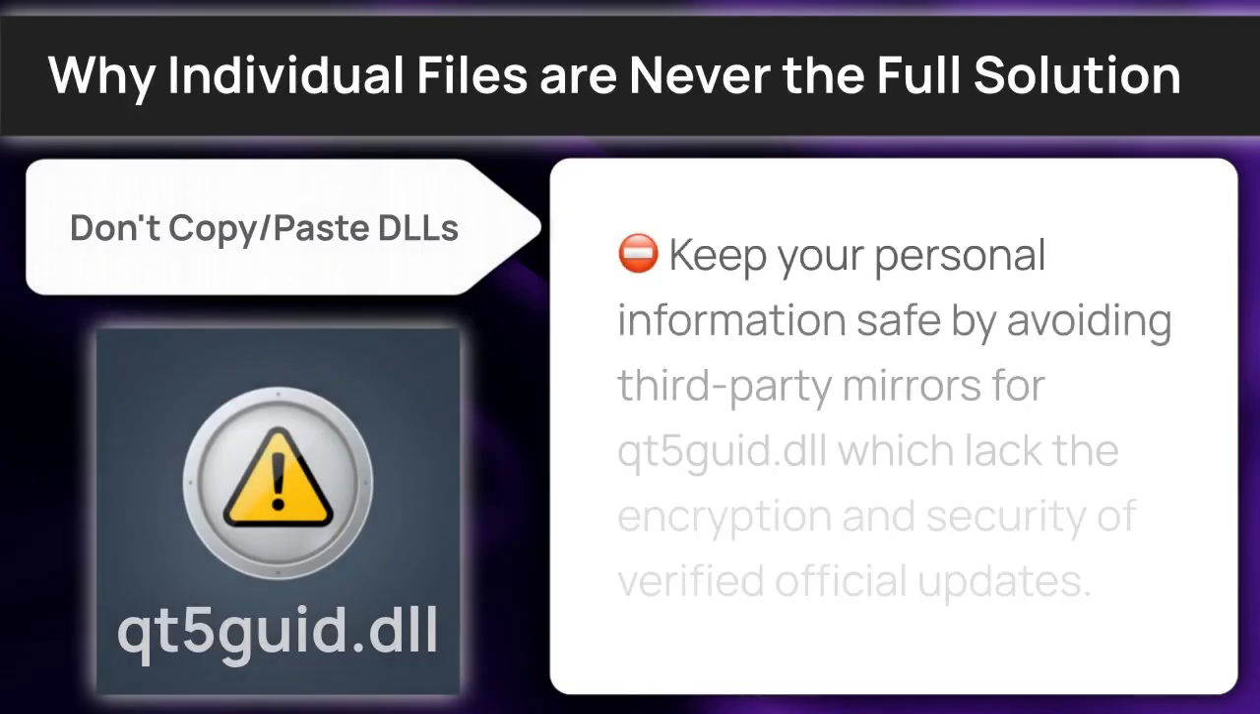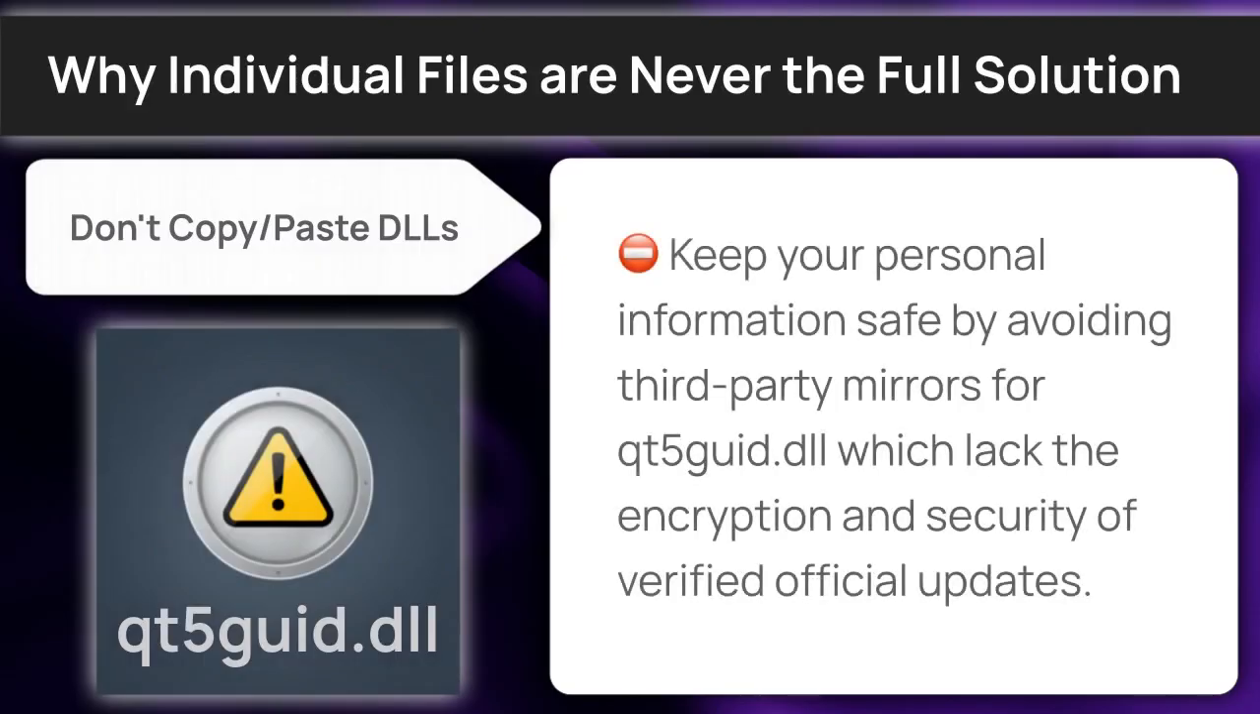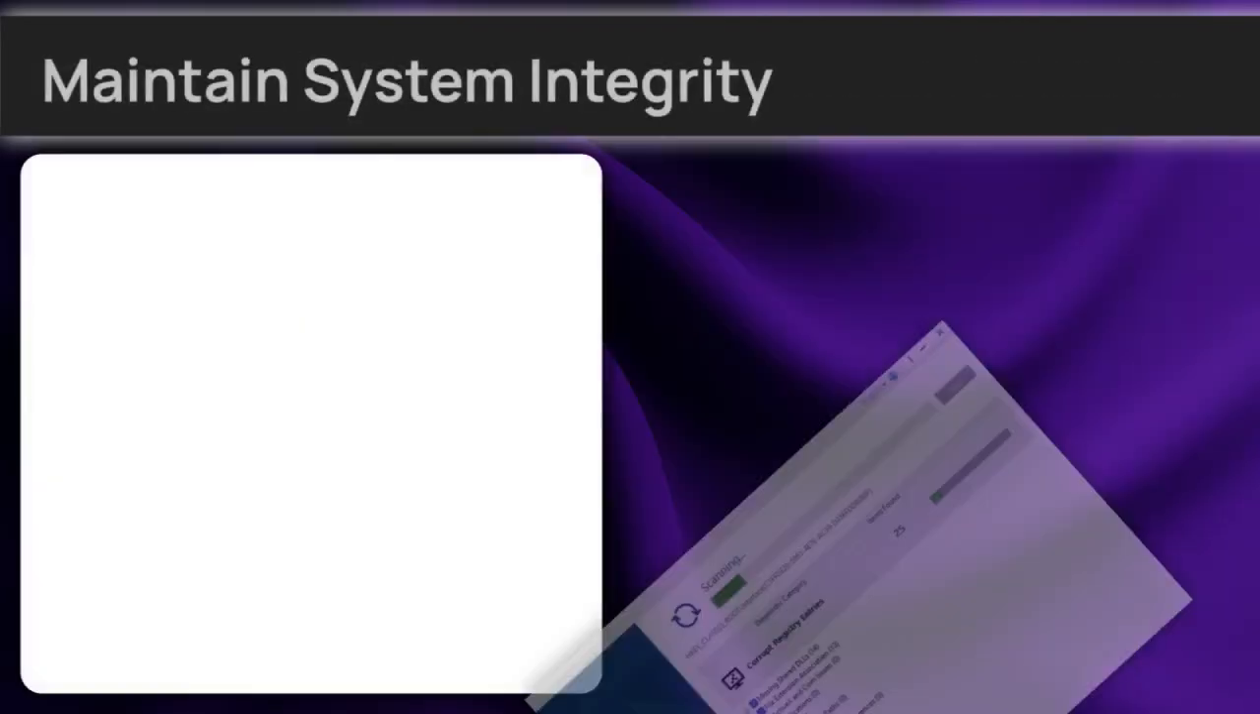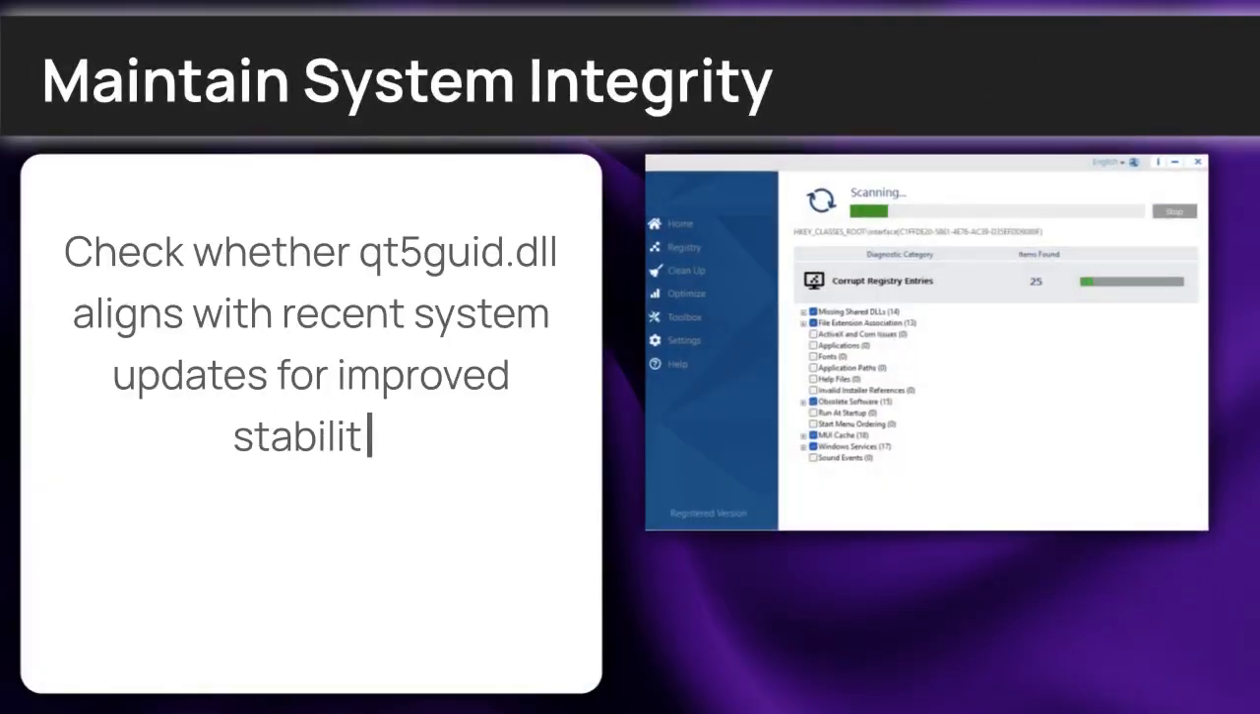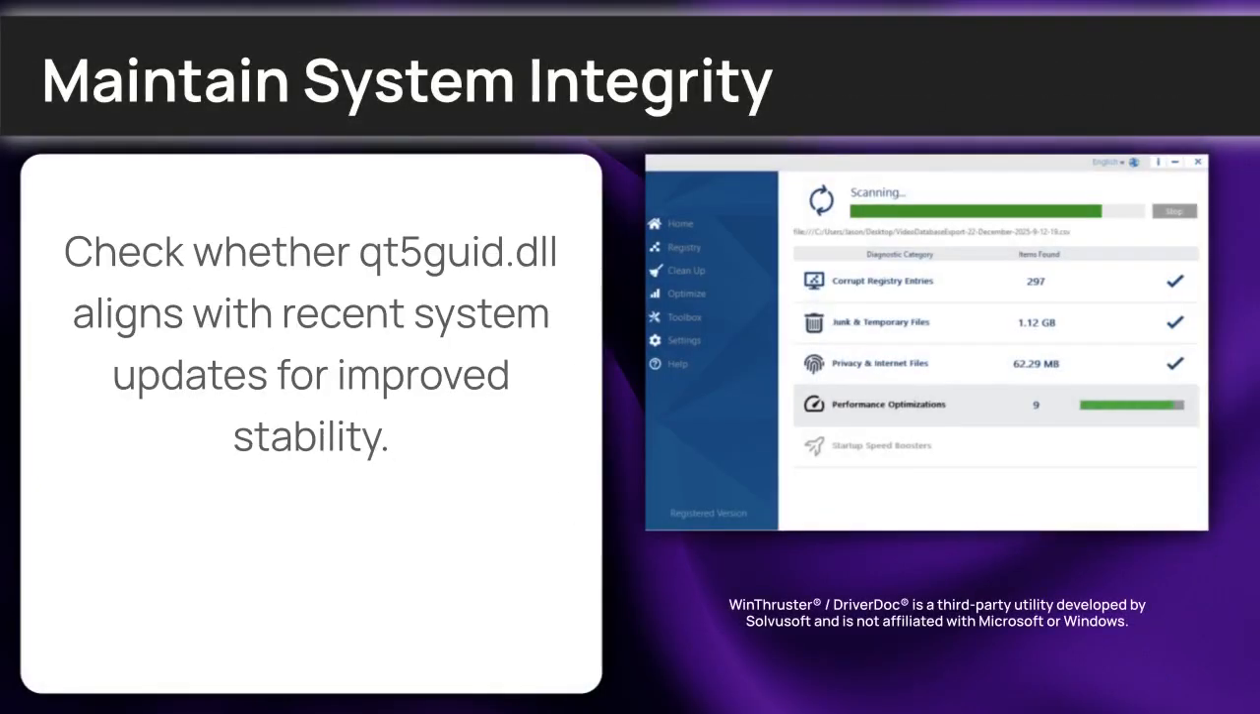From a diagnostic standpoint, a missing qt5 graphics interface debug DLL error is often just a symptom of a larger system conflict that a simple manual download is incapable of fully resolving. To ensure your environment stays properly configured, a professional diagnostic can help verify that your library references remain intact.